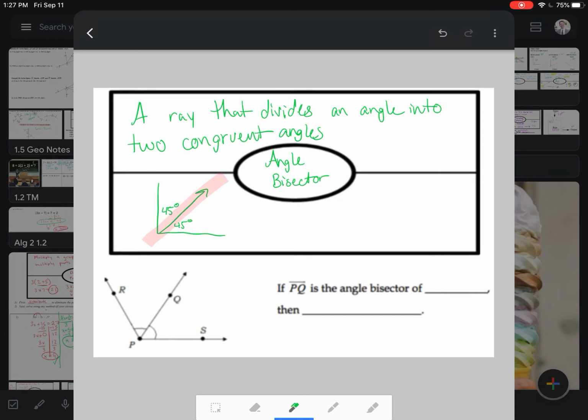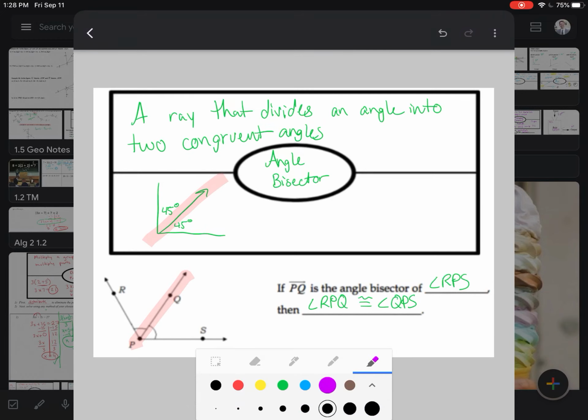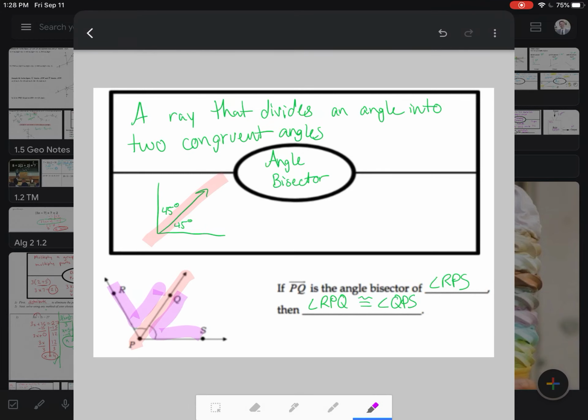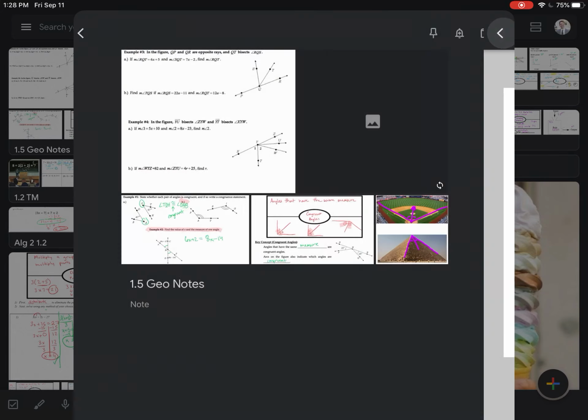And our next statement, looking at our angle here: ray PQ is the angle bisector of angle RPS. Then we know that angle RPQ is congruent to angle QPS. That's just a really fancy way of saying that if this is a bisector, then we know that this angle and this angle are the same. And that's just how we identify that. And again, notice the vertex is in the center. So again, angle naming conventions, we're being careful with those here too.